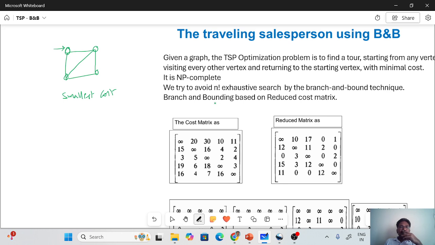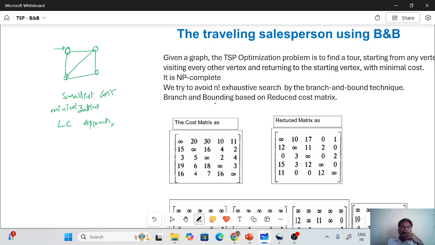When it is the smallest cost, this optimization problem is also called a minimization problem. Minimization is directly solved by using branch and bound. Yes, we are going to use branch and bound. Here also I am going to use the least cost approach with the help of a reduced cost matrix.